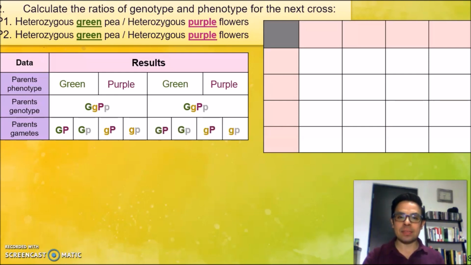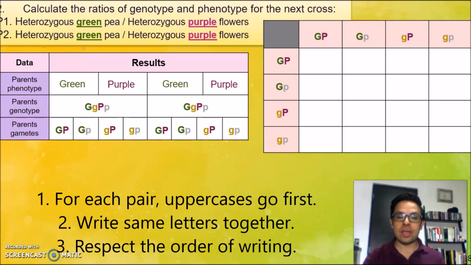Once we have the gametes, we're going to place them in the Punnett square, and it is time for us to fill up the squares. Remember the three suggestions: uppercase letter first, group letters together, and if you start writing with one letter, you continue like that until you finish the square. So for the first square, we have two uppercase G's and two uppercase P's.